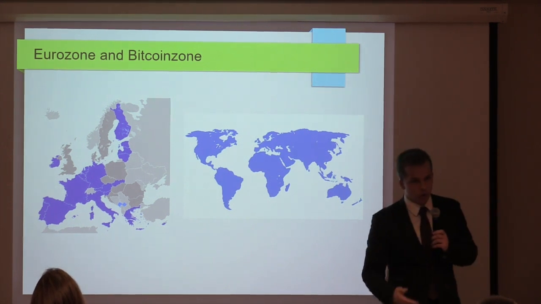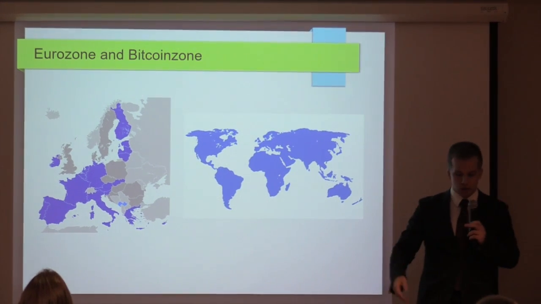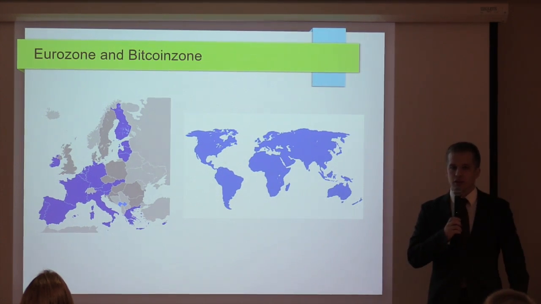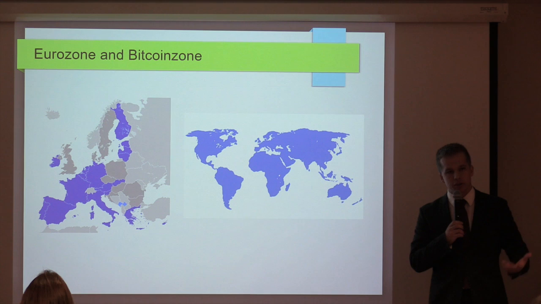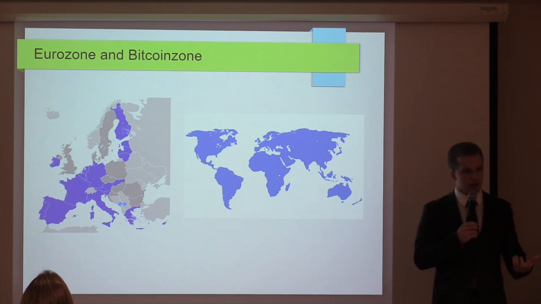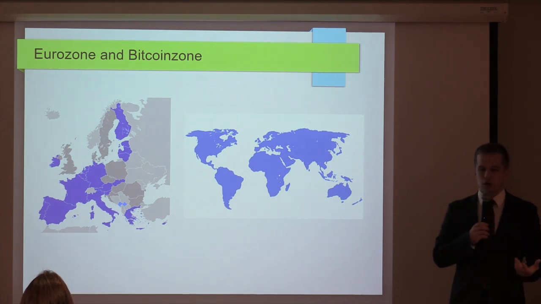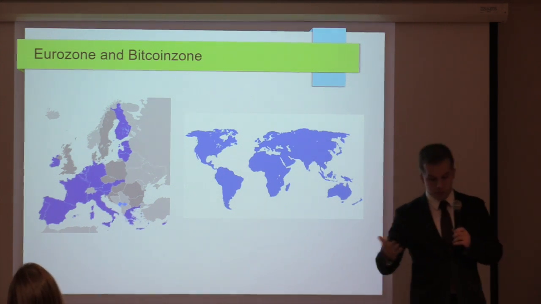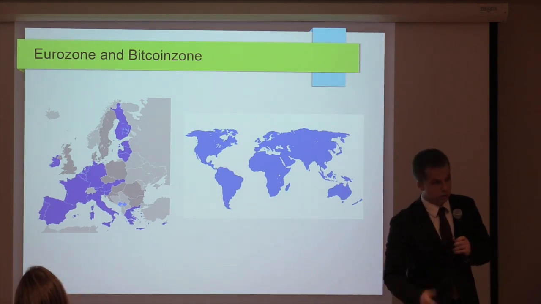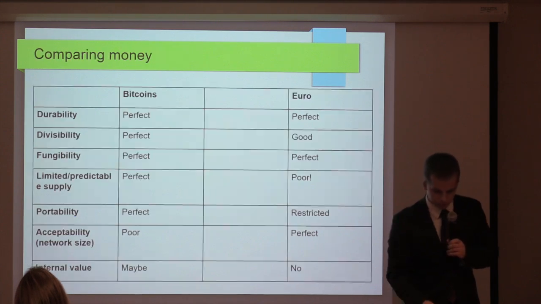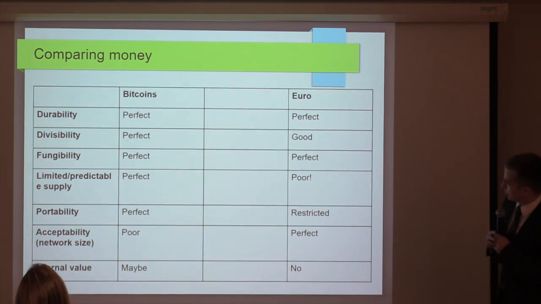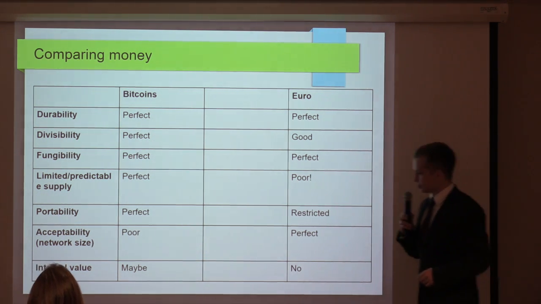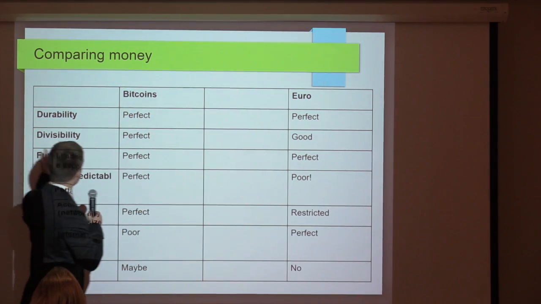So if we sum up all of these things, we have all these things that we would like money to do for us, and all these qualities that we would like money to have. How do Bitcoin and the euro compare? What are the drawbacks of Bitcoin? What are the drawbacks of the euro? And I have made this table here. So I mentioned these 7 points.